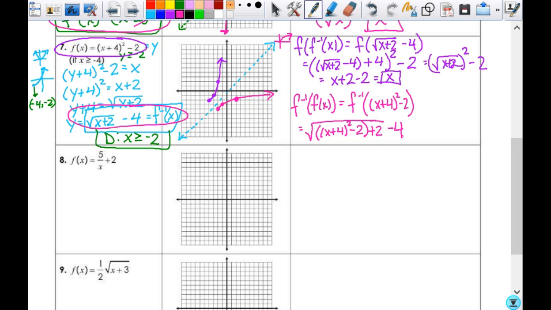So I got a couple sets of parentheses. These matter. These here, not so much. So this square root of x plus 4 squared minus 2 plus 2 just becomes the square root of x plus 4 squared, because that minus 2 plus 2 zeroes out, minus 4. What's the square root of x plus 4 squared? x plus 4. So x plus 4 minus 4 gives me x.